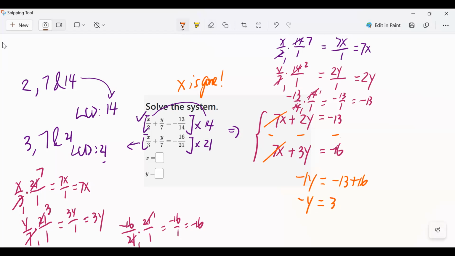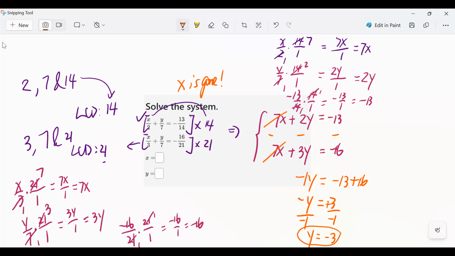And now we divide both sides of the equation by negative 1. Negative y over negative 1 is positive y, equal to 3 over negative 1, which is negative 3. So y equals negative 3.